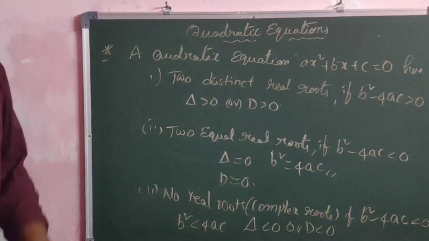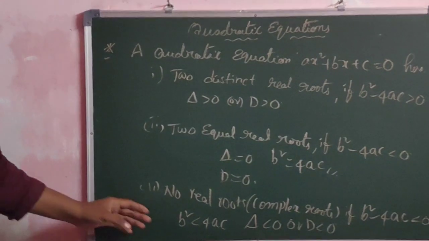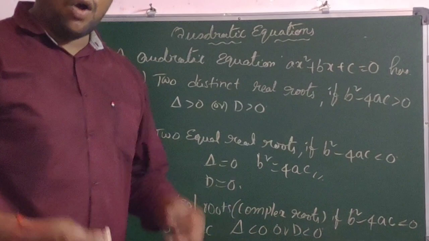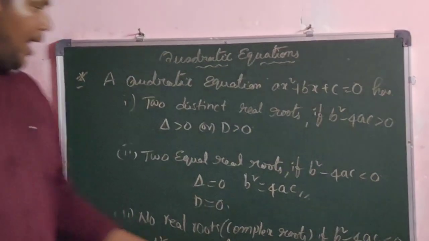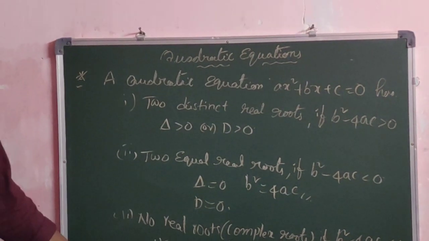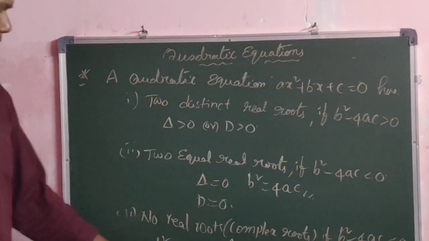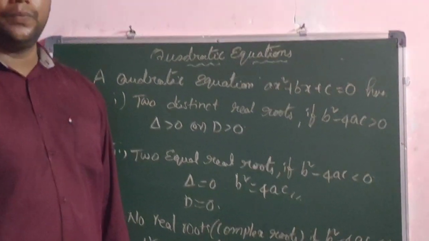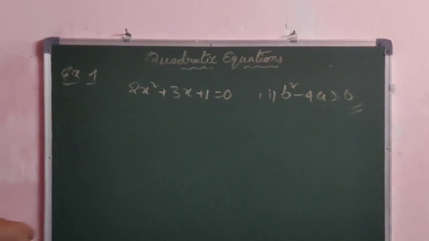Here the roots should be equal. And also no real roots. These are the complex roots. If the roots are complex or imaginary, then b square minus 4ac is less than 0, that is b square less than 4ac, and delta less than 0 or D less than 0. That is the condition, right?